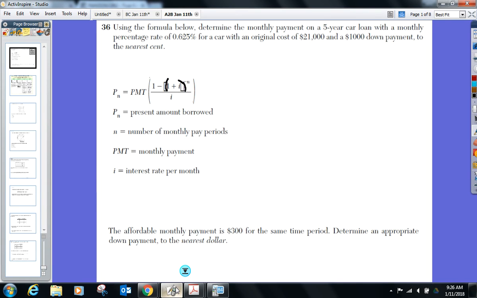They set it up nice and easy for you guys here. You didn't have to search in the original problem what all the variables meant. All right, so let's get going here. Use the formula below, determine the monthly payment. Which one represents monthly payment?